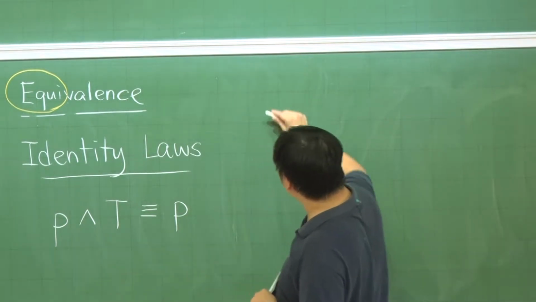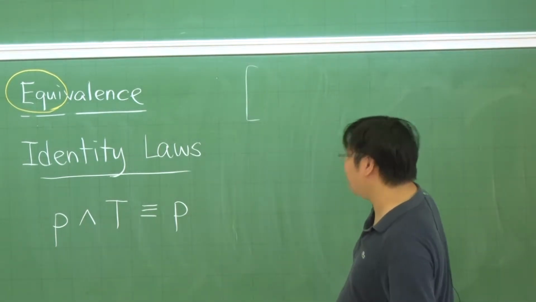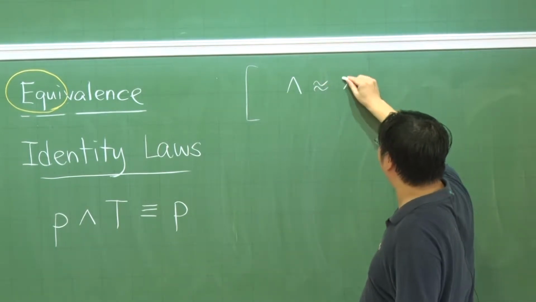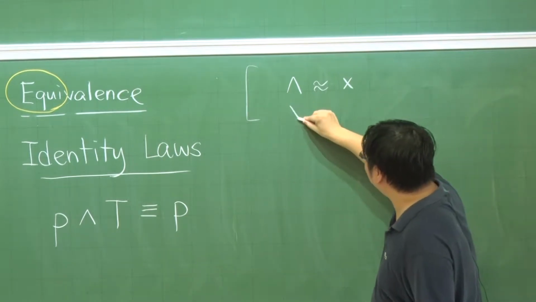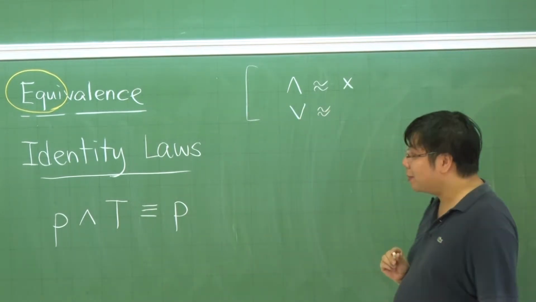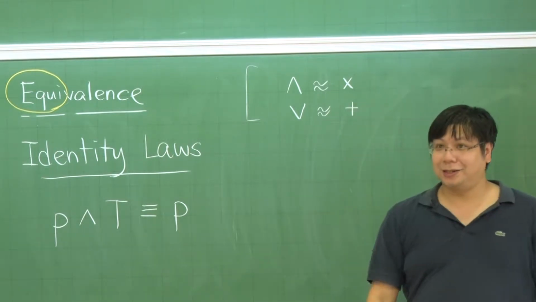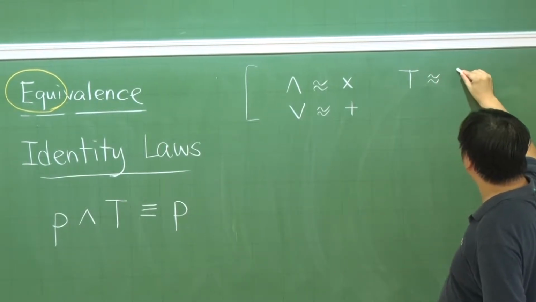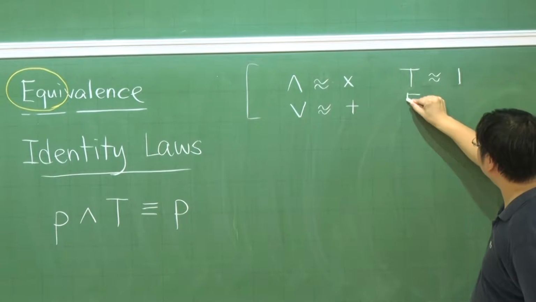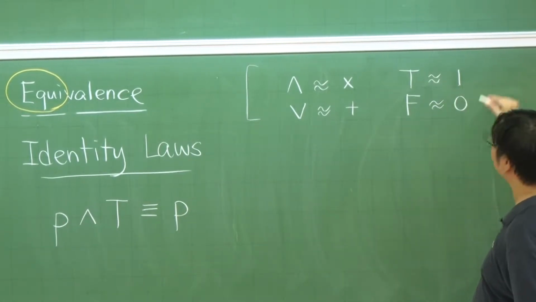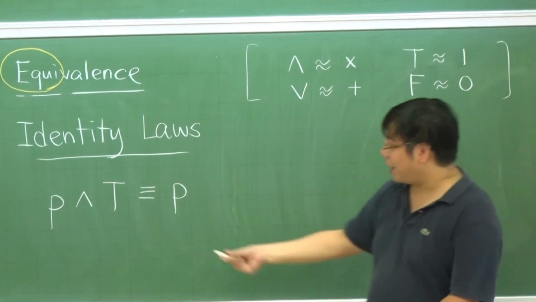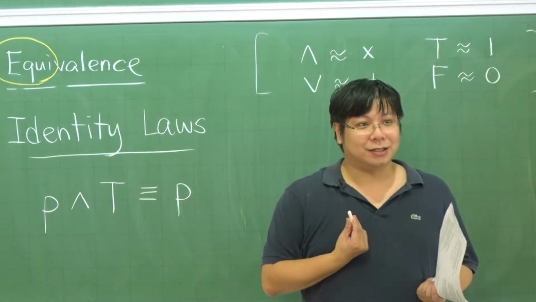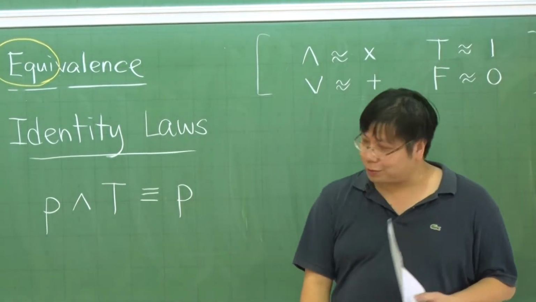Let me tell you something I do to memorize it myself. This AND operator is similar to multiplication in mathematics. This OR operator is very similar, but not always, to a plus. True is very similar to a 1, and false is very similar to a 0. So something multiplied by 1 gets back to itself.